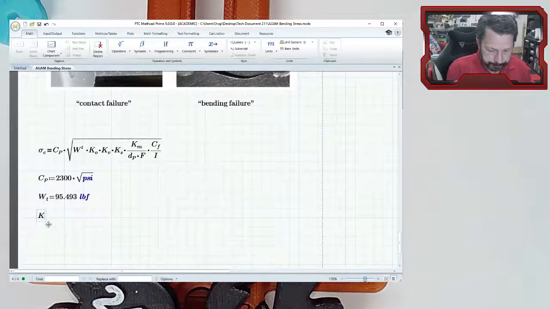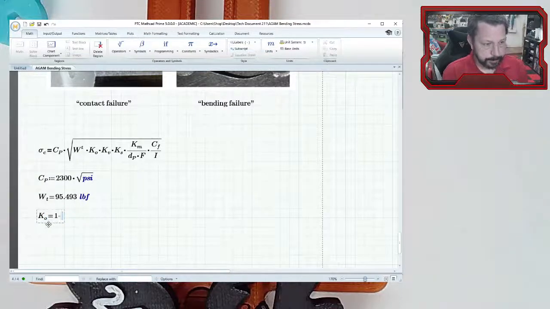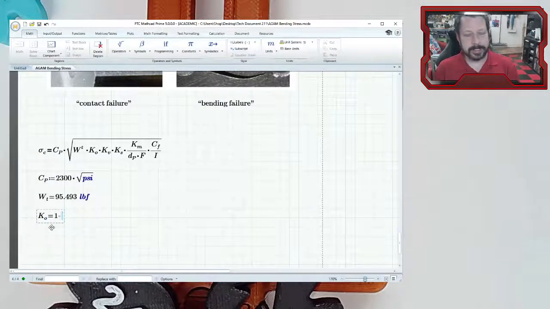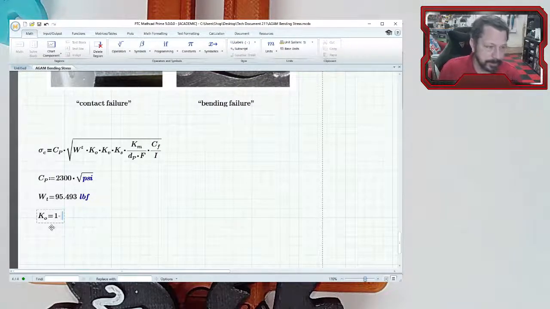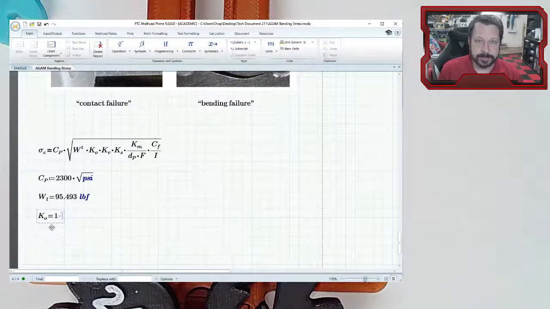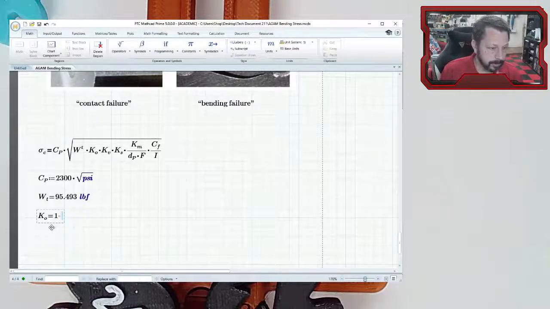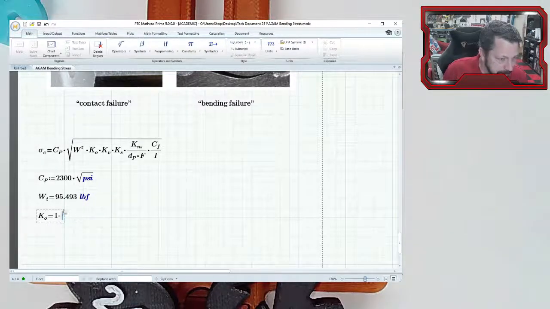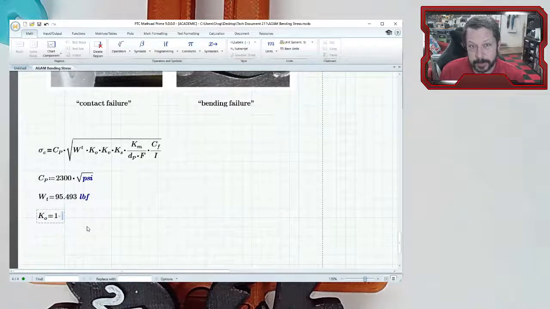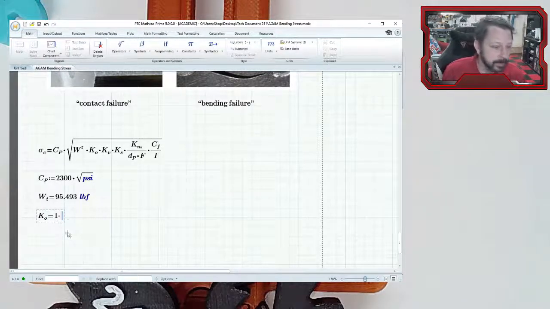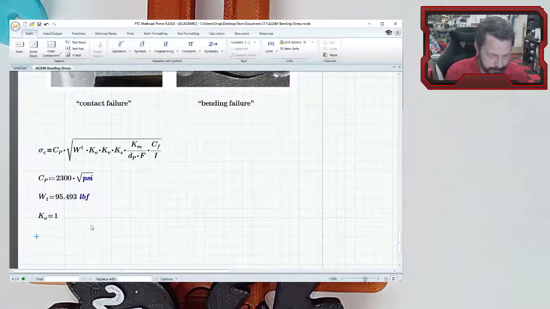K overload, we should already have this one. We just set it to 1. This is when you have some kind of impact loading on the gear or the pinion. Maybe it's in an internal combustion engine. That's the example I use a lot, because there's obvious impact loads when the cylinders are moving up and down, and the explosions are happening. So this, we're going to say, does not have those kind of heavy impact loads, so we're going to set the overload to 1.